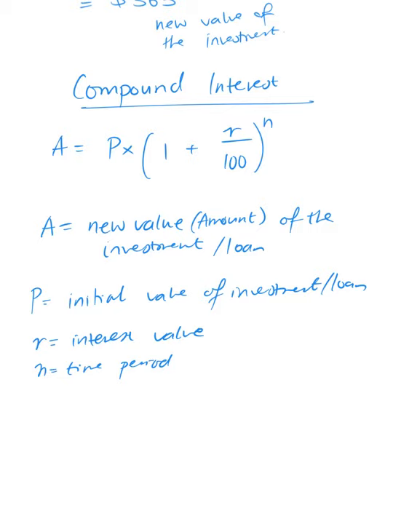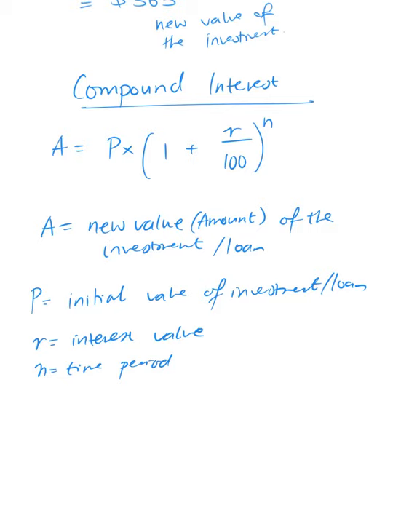So if we want to find the total value of an investment or a loan compounding annually, we can use this rule. Now, it's important to know that this rule gives us the new value of the amount of the investment or loan. It doesn't give us the interest gained. The simple interest formula gives us the interest gained. The compound interest formula gives us the total value, the new value of the investment or loan.